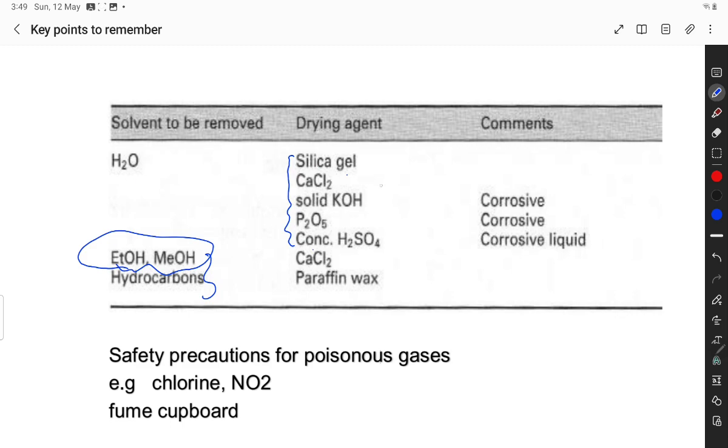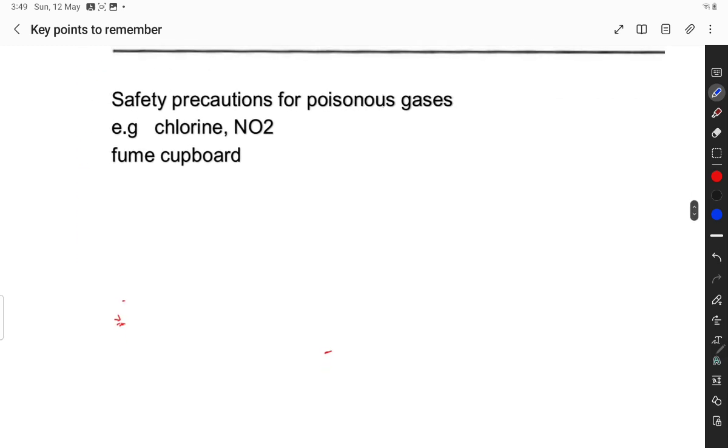Water is removed from any substance by using these reagents, and ethanol and methanol by using calcium chloride, and hydrocarbons by using paraffin wax. Keep in mind that this is corrosive, and this is also a corrosive liquid. Glass masks can be used. Safety precautions for poisonous gases, chlorine, nitrogen dioxide: the experiment in which chlorine or nitrogen dioxide gases evolve should be conducted in a fume cupboard.